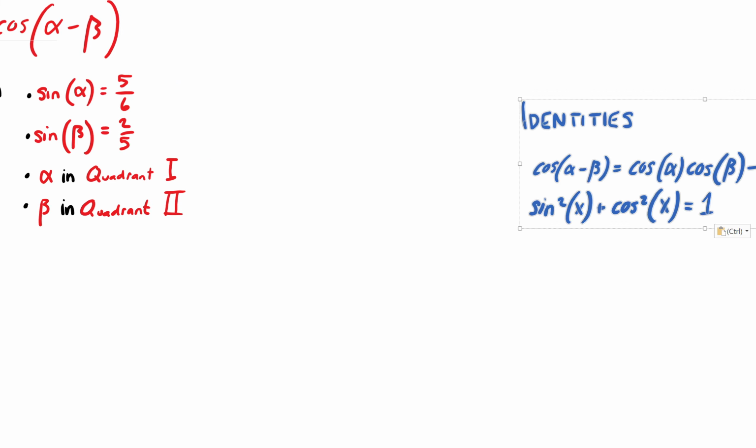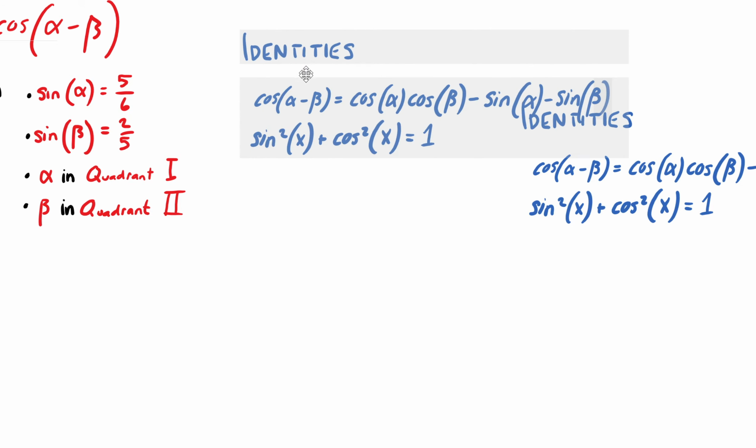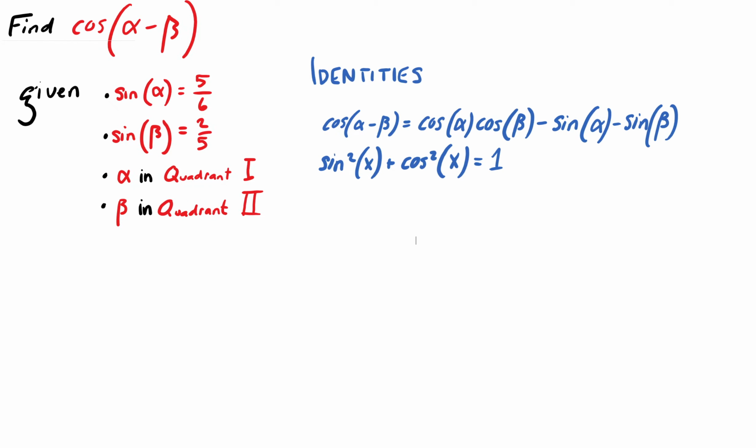And so I have some right here. Since we are finding cosine of alpha minus beta, there's an identity to that. And while it doesn't seem too intuitive, this is just how it is. So cosine of alpha minus beta equals cosine alpha times cosine beta plus sine of alpha times sine of beta. And another one we're going to be using in a second is the Pythagorean identity.